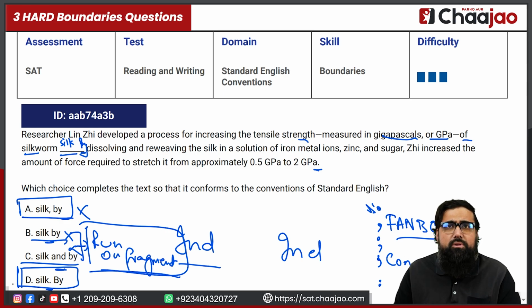So these were 3 hard boundaries questions. We'll be coming up with more videos with different types of questions, telling you how you can solve them.